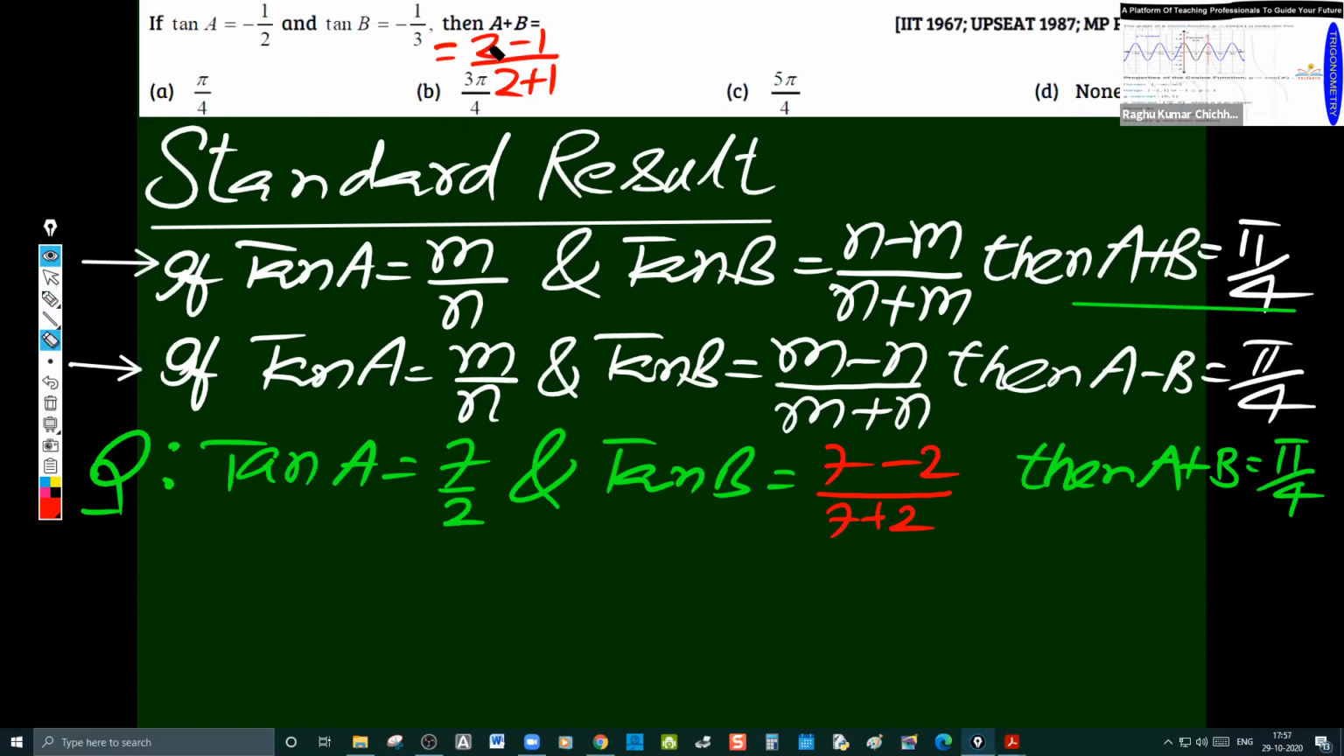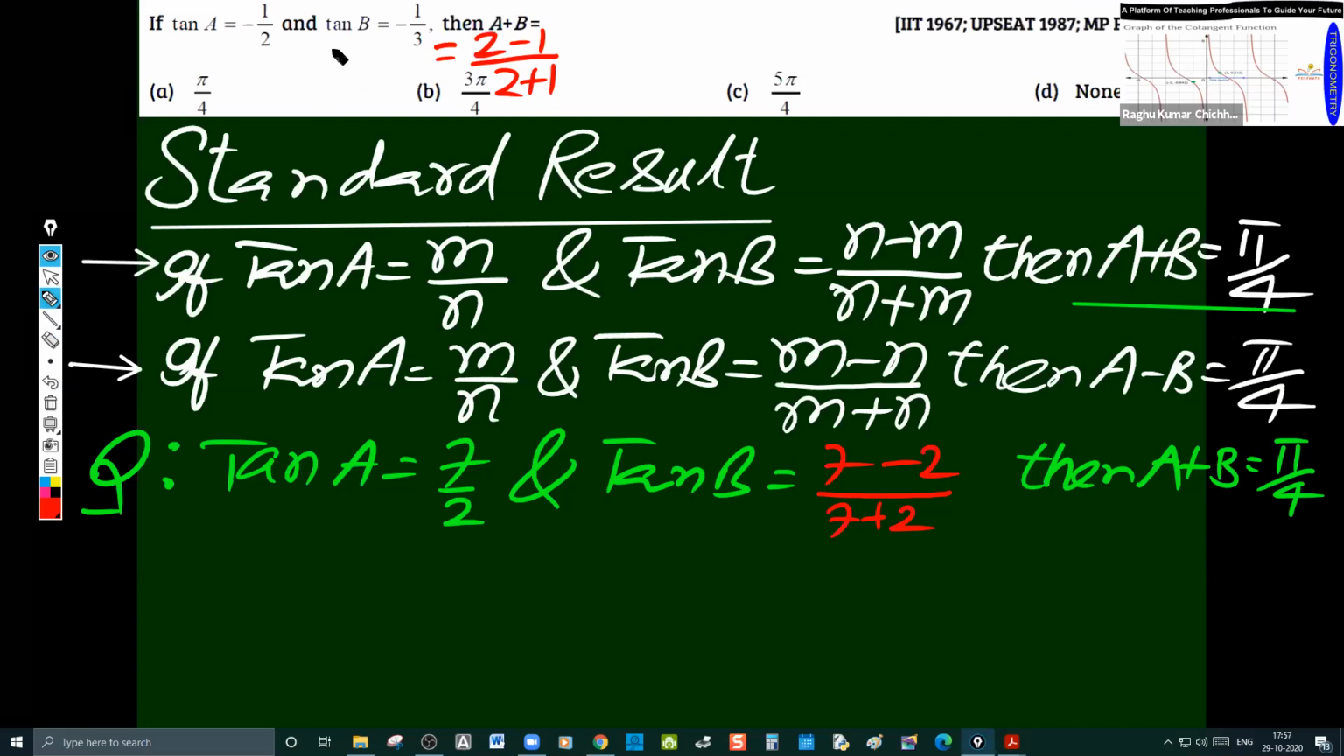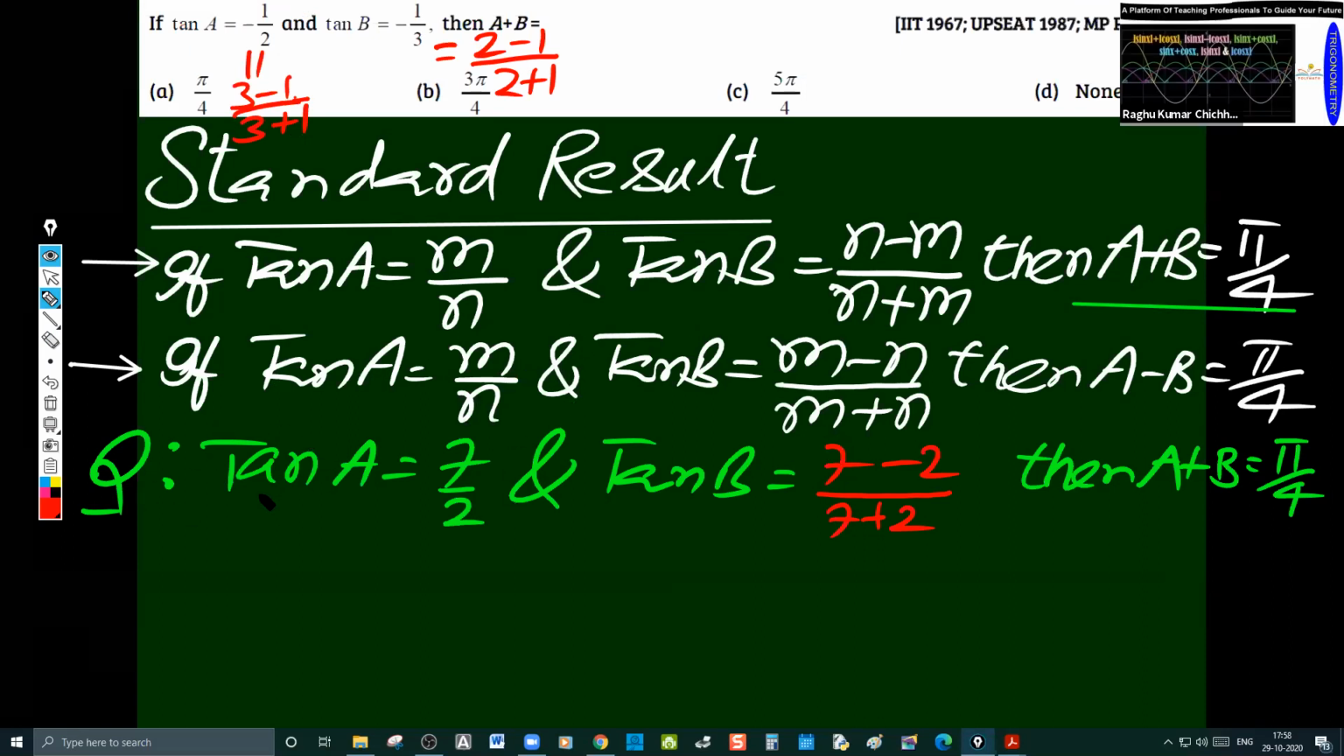Similarly, you can write this also in terms of 1 and 3. You know how? Come on, tell me. 3 minus 1 upon 3 plus 1. What is 3 minus 1 upon 3 plus 1? 2 by 4, that is 1 by 2. That's what you have to recognize. If you recognize this, take it as granted, you can write the answer straight.